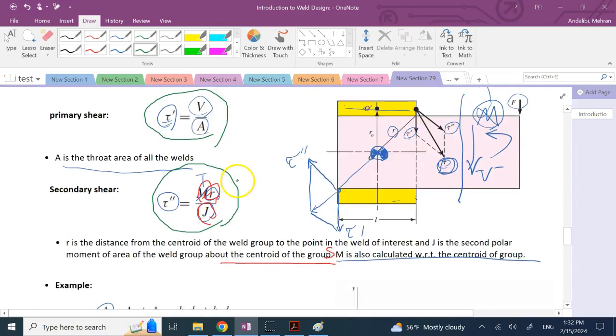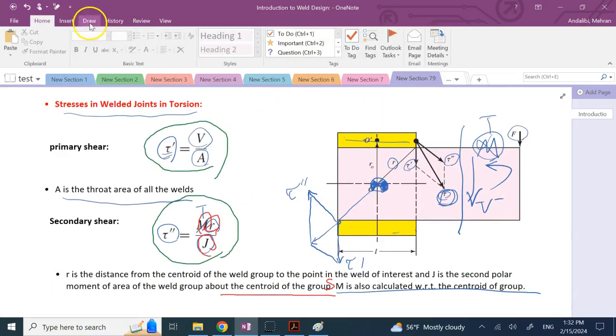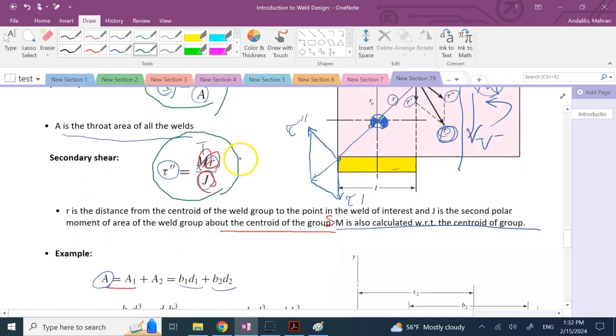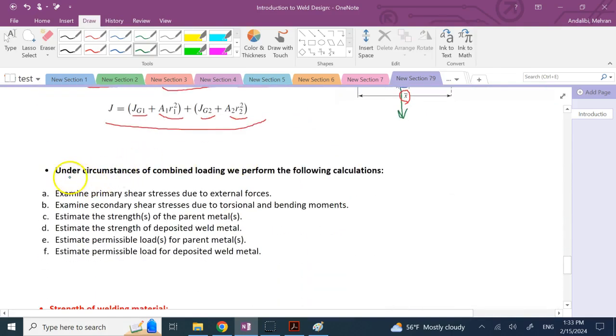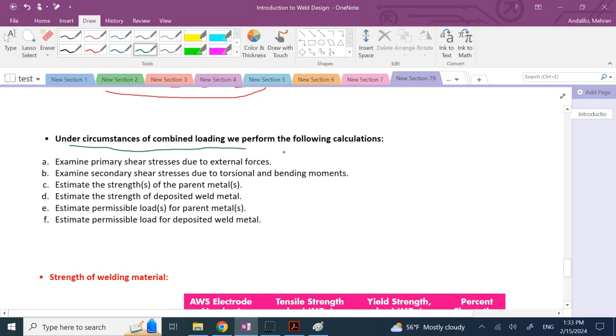And you can have other scenarios too. You can have bending, and the formulas that we had in solid mechanics, we're going to use them, but pay attention that it might be a combined loading. So if you have a combined loading, what would you do? You find the primary shear stress due to external forces. If there is a secondary shear stress due to torsion or bending, you also calculate that. And then you combine these primary and secondary shears, you get your total shear, and use that.